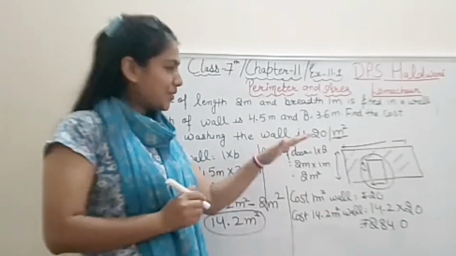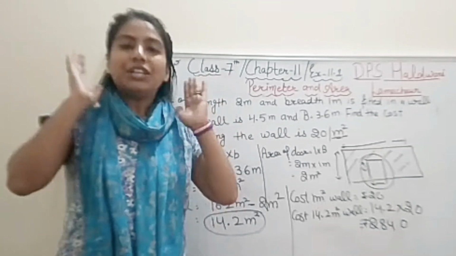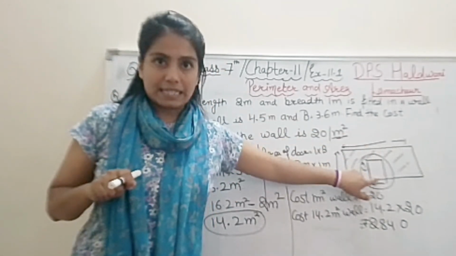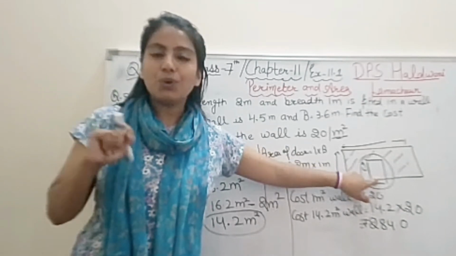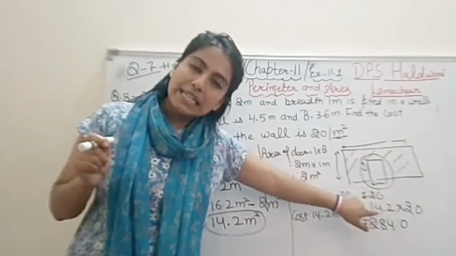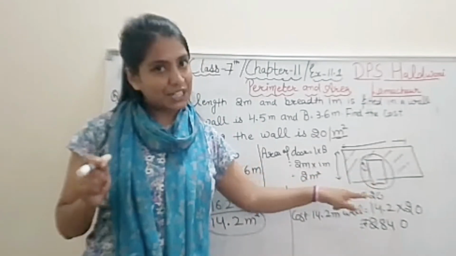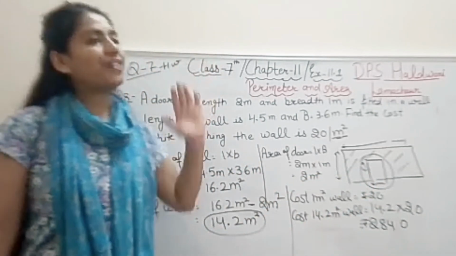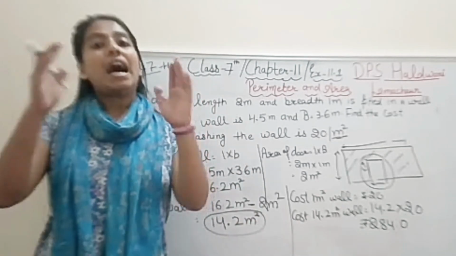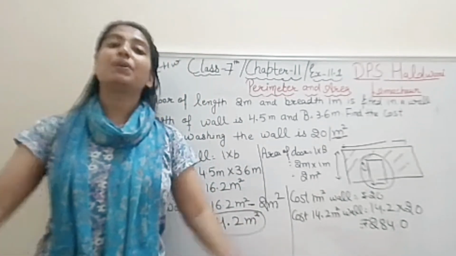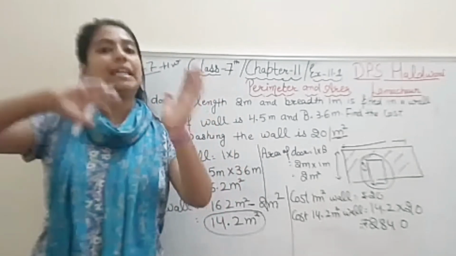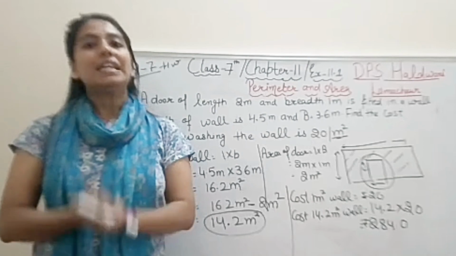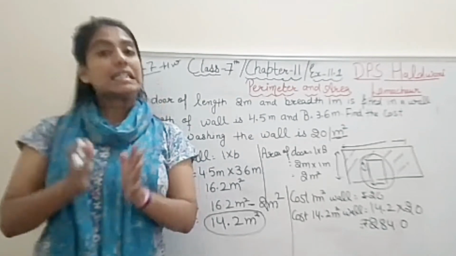Got it, student? The question is just a little bit complicated. You need to whitewash the wall, but not the door, so we will minus the area of the door. Right, student? So this is the last question of our exercise 11.1. I hope you got the concept, because the concept is based on area and perimeter only. Right, student? Solve the equation very carefully, understand it thoroughly.